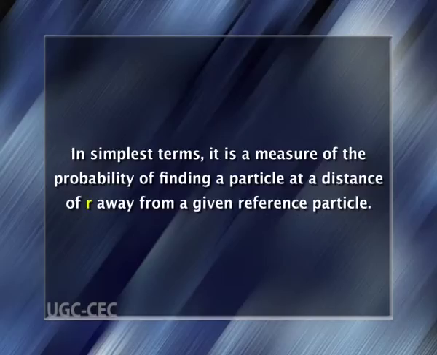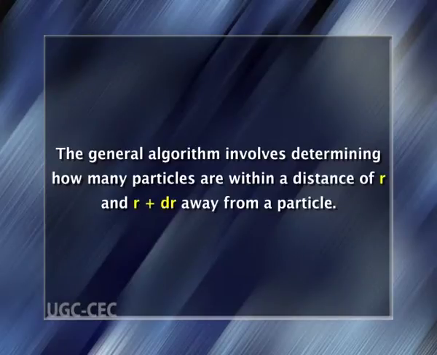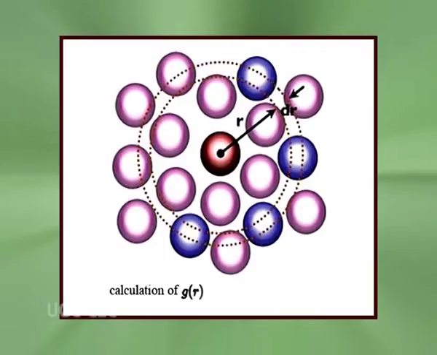A more general case will be considered as follows. In simplest terms, it is a measure of the probability of finding a particle at a distance of r away from a given reference particle, relative to that for an ideal gas. The general algorithm involves determining how many particles are within a distance of r and r plus dr away from a particle. This general theme is depicted to the right, where the red particle is our reference particle and blue particles are those which are within this circular shell dotted in orange.